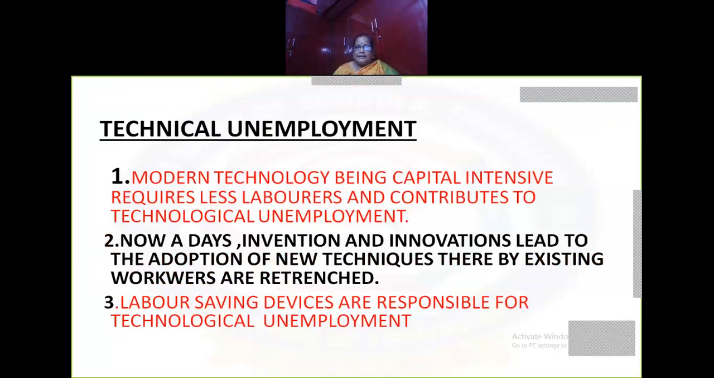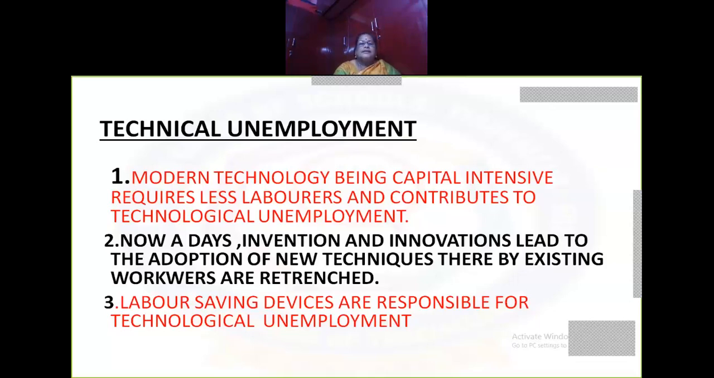Next, technical unemployment. Modern technology, being capital intensive, requires fewer laborers and contributes to technological unemployment. Nowadays, inventions and innovations lead to the adoption of new techniques, thereby existing workers are retrenched. What do you mean by retrenched? It is when an organization or individual reduces the spending amount or the cost in response to economic activity or in difficult times. Labor saving devices are responsible for technological unemployment.